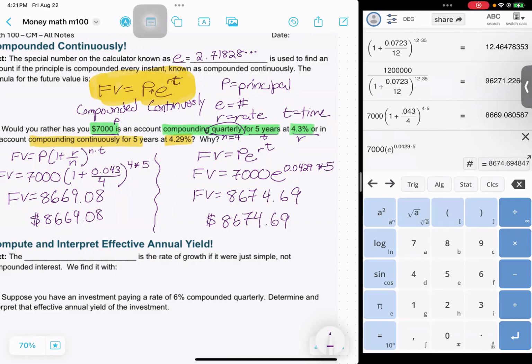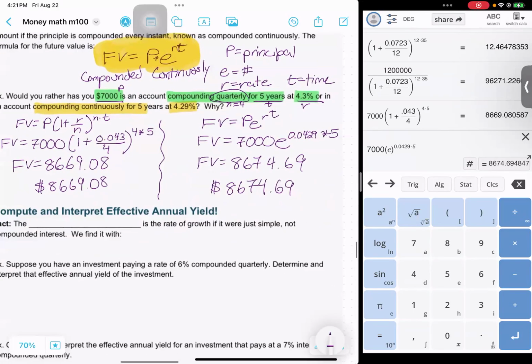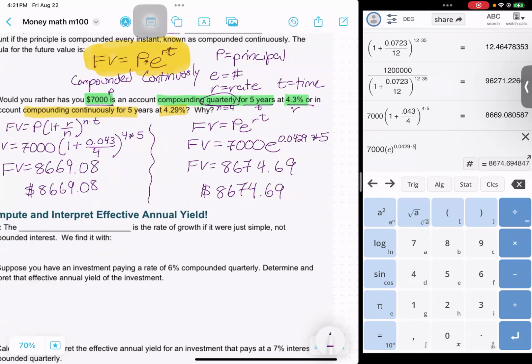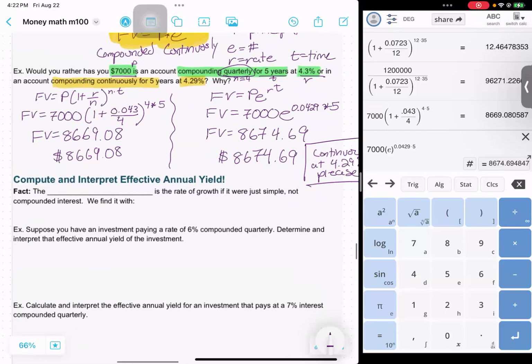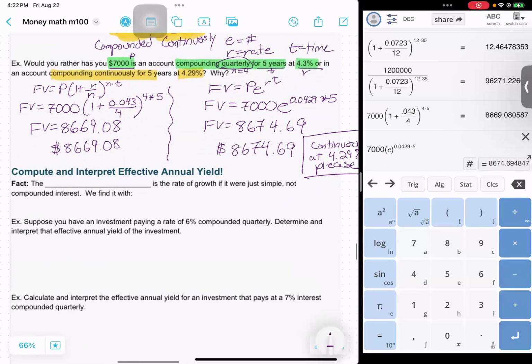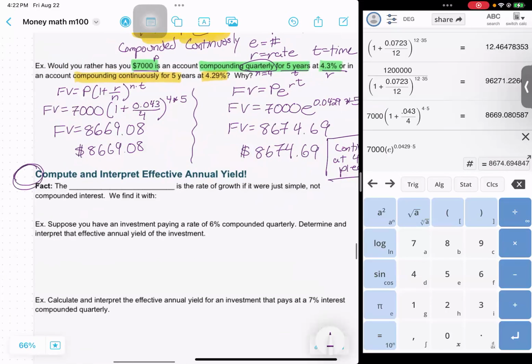It compounds enough. So we should tell whoever we are asking, actually, please put us in the continuous account. Continuous account is better. Continuous at 4.29%, please. That's where we want to be. Okay. Now we're actually going to save effective annual yield for class. So you don't need to worry about that right now.